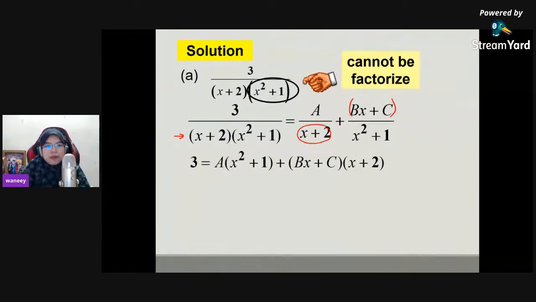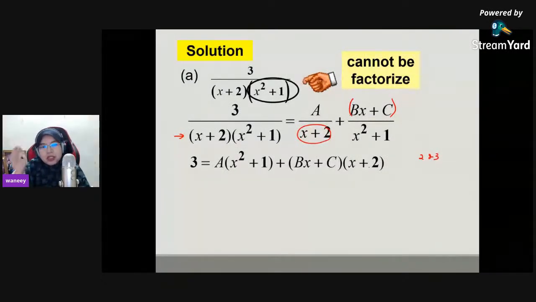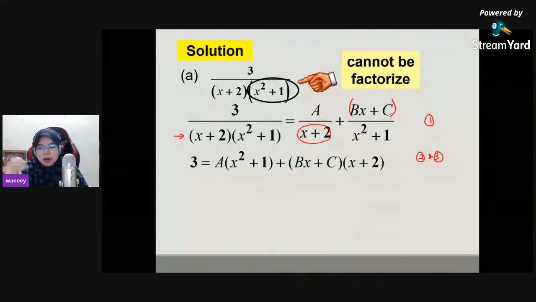So A will be times with x squared plus 1, bx plus c will be times with x plus 2, and then I compare the second step as well as the third step, where once we have a common denominator, I can easily compare the numerator. So 3 is equal to A multiply with x squared plus 1 plus bx plus c multiply with x plus 2. So first step, separate them into two fractions. The second step, we need to have a common denominator. The third step, we compare our numerator. So compare bahagian atas lah sebab pembawah dia dah sama.